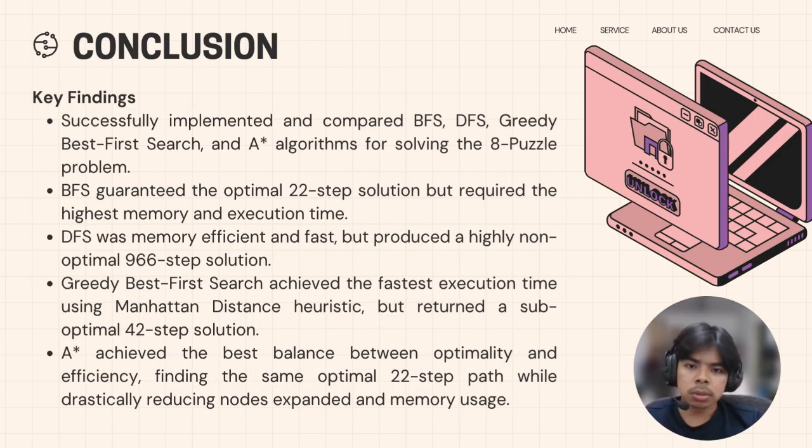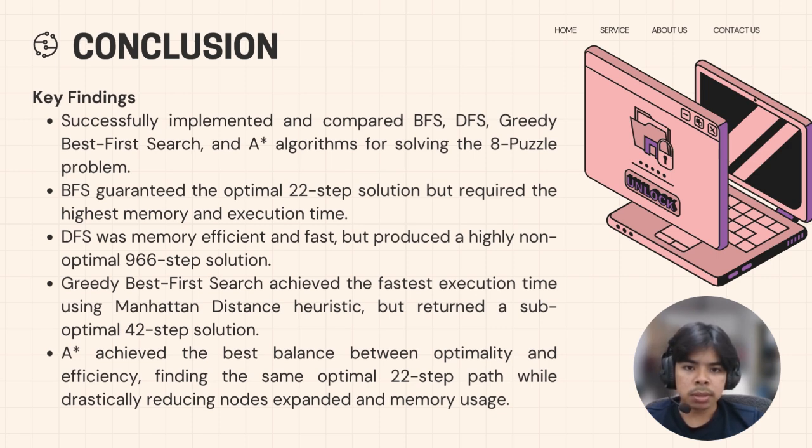For conclusion, this project successfully implemented and compared 4 AI search algorithms, which are BFS, DFS, greedy best first search, and A-star search for solving the 8-puzzle problem. From the comparison, BFS was able to find the optimal 22-step solution, but required the highest memory and execution time. DFS was faster and more memory efficient, but it produced a very long non-optimal path.